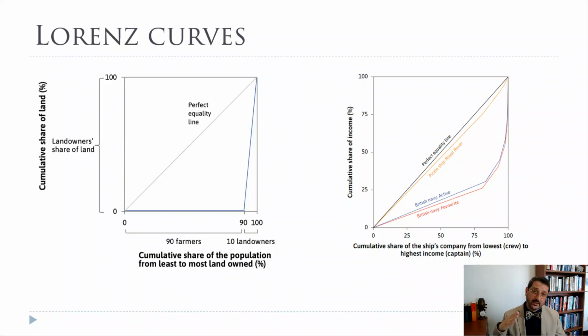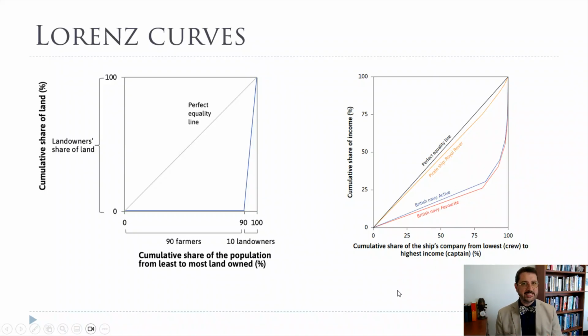So what we can see from this example is that for the Lorenz curve, the closer the Lorenz curve is to that line of perfect equality, the more equal the distribution is. And the farther away it is from that line of perfect equality, then the more inequality we have. So in this example, the Royal Rover is the most equal distribution of income, then the active British Navy, and then the favorite. Although, of course, as we said, those two are pretty close.